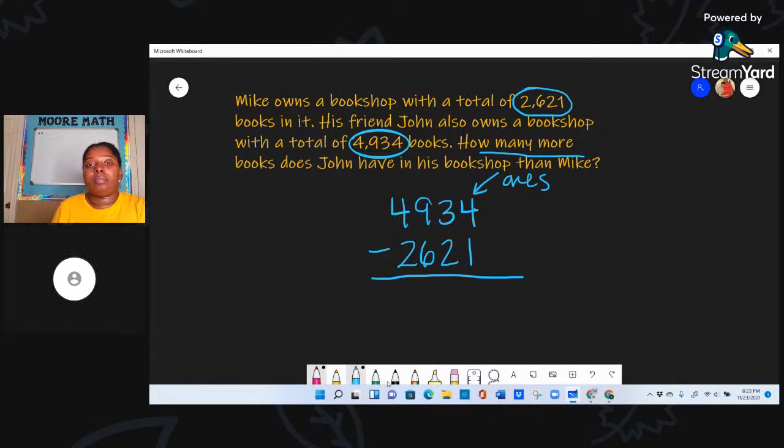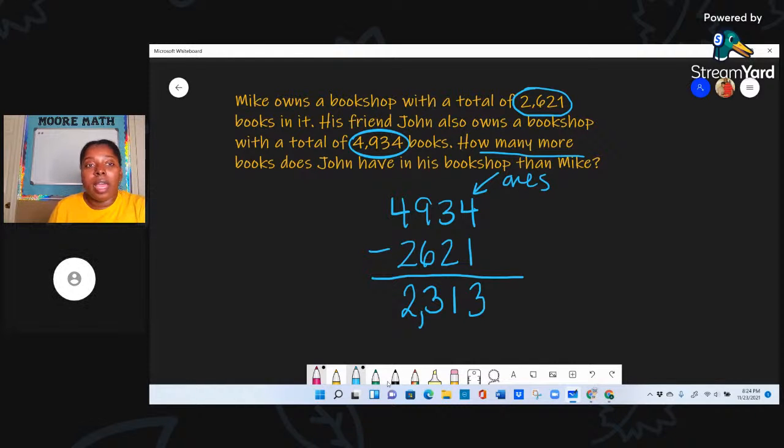Subtract 4 from 1 and get 3. Good. And subtract 3 from the 2 and get 1. Good. Subtract 9 from the 6 and get 3. And subtract 2 from the 4 and get 2. Excellent. Okay. And now what is that?